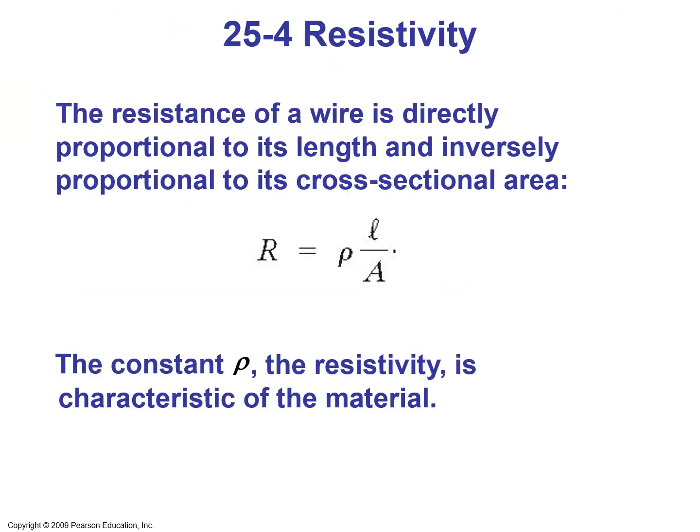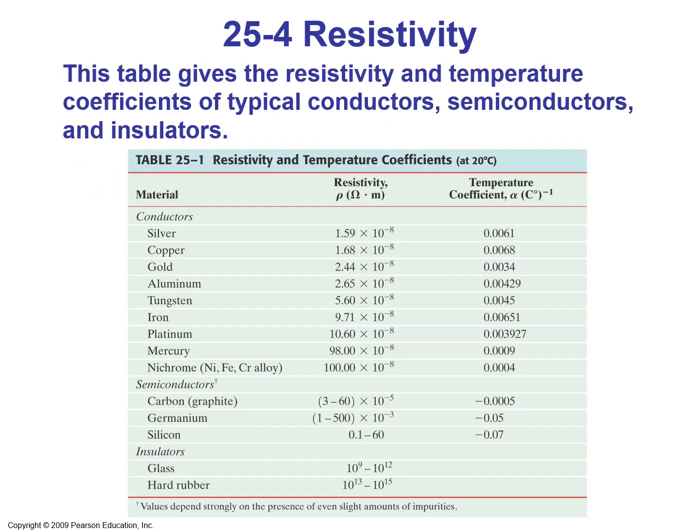Section 4, resistivity. The resistance of a wire is directly proportional to its length and inversely proportional to its cross-sectional area. So R is equal to rho, resistivity, times L divided by cross-sectional area A. So the constant rho, resistivity, is characteristic of a material. This table gives the resistivity and temperature coefficients of typical conductors, semiconductors, and insulators.